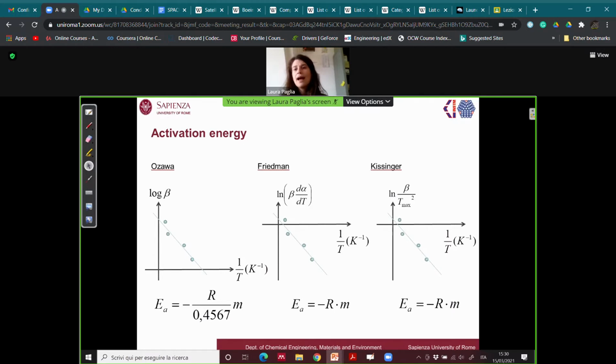The activation energy. During this lesson, I want to show you how to use thermogravimetric curves to obtain the activation energy for ablative material. There are different models which can be applied to these curves, and which allow us to obtain the activation energy, which is one of the most important parameters for the reaction of pyrolysis.